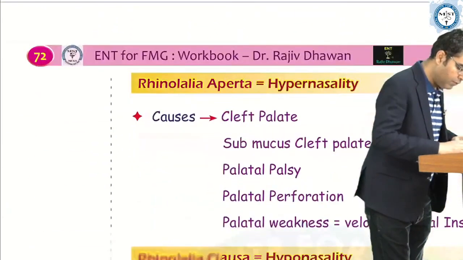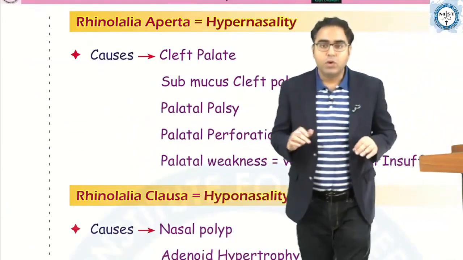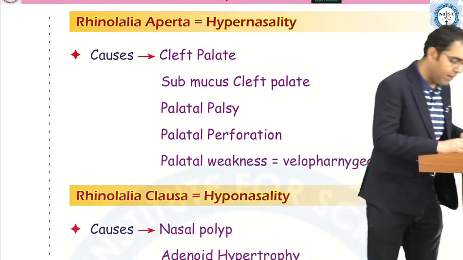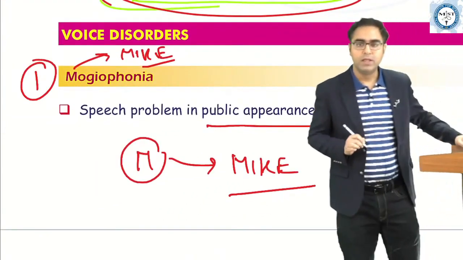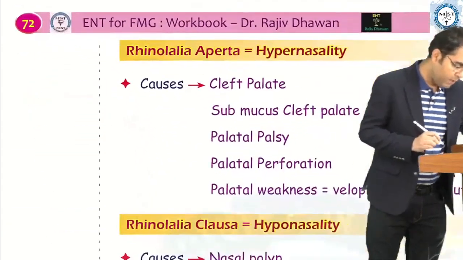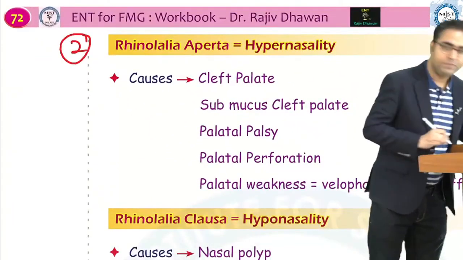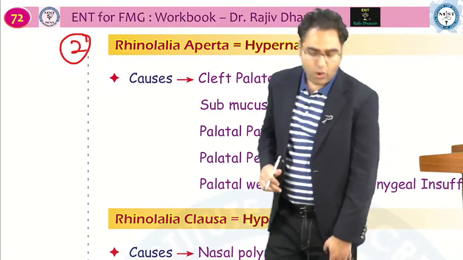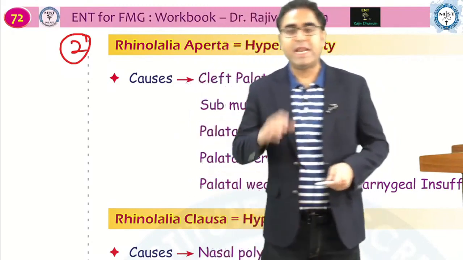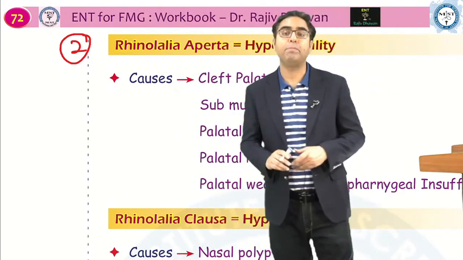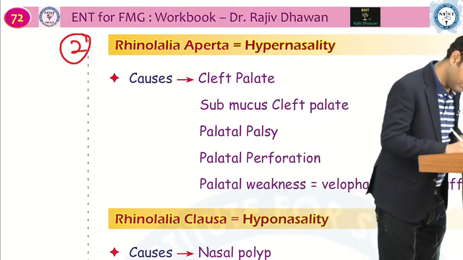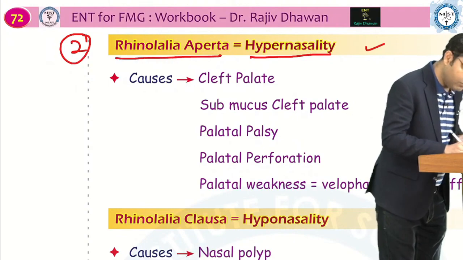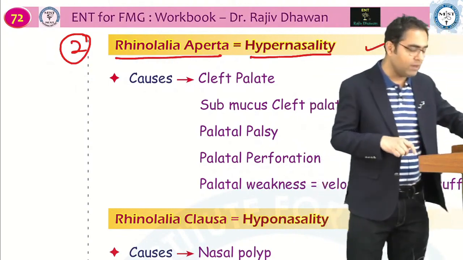Now, next one. Rhinolalia aperta or hypernasality, beta. So this was the voice disorder. Number one is mogiophonia and number two is rhinolalia aperta. We are doing the topic of voice disorders, beta. Rhinolalia aperta is hypernasality of voice. Nasal element is too much, beta.